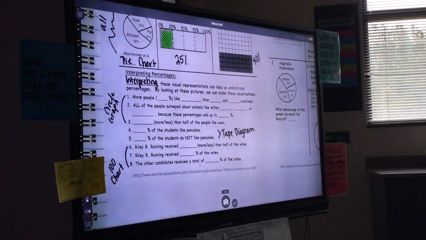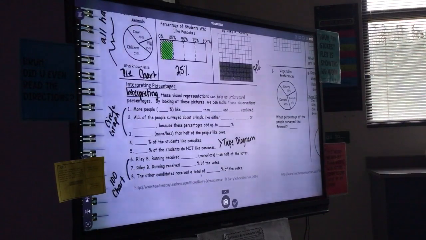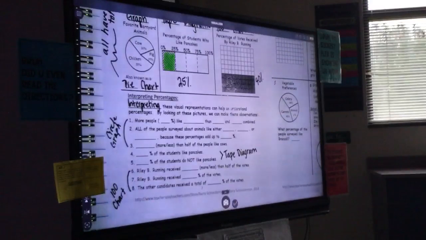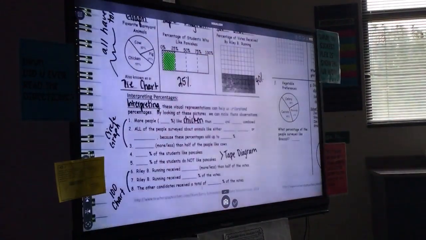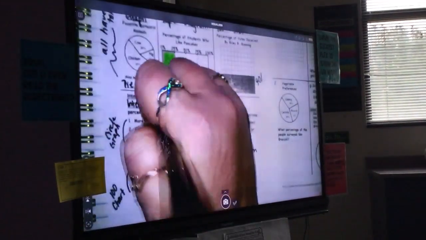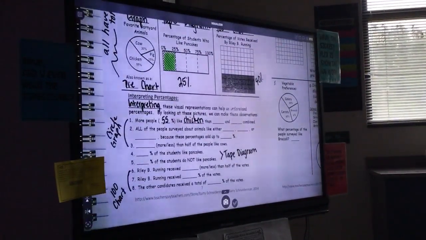All right, so the first one, number 1: more people blank percent like blank than blank and blank combined. So looking at the pie chart, more people like what? Isaac? Okay, so more people like chicken. And Isaac, what is the percentage of chicken? 55%. Then blank and blank combined. BK.